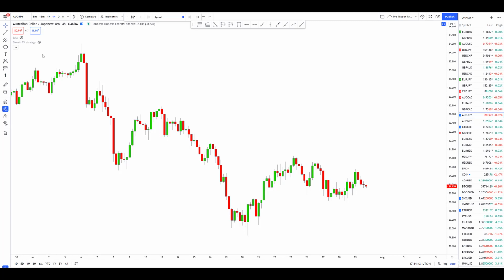So let's go ahead and move on now to a few examples of trend continuation, support, and resistance to drive this point home, and I'll see you in the next video.